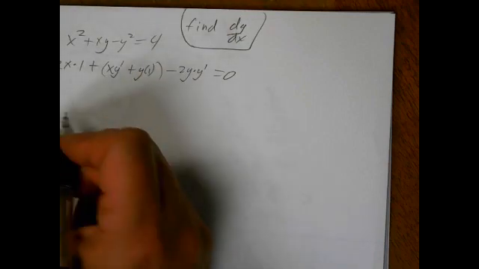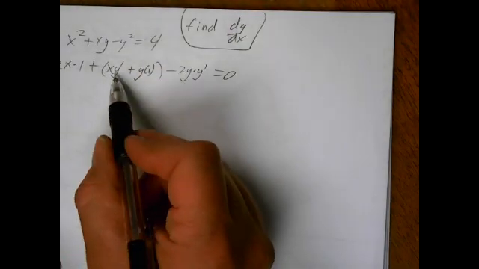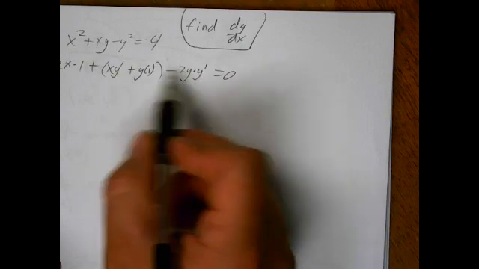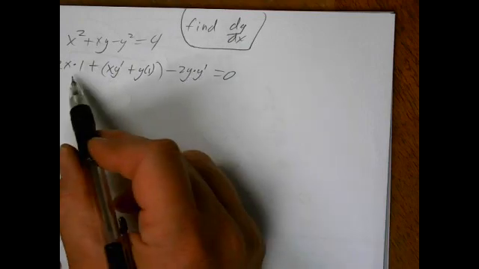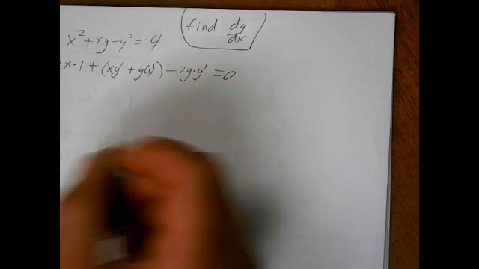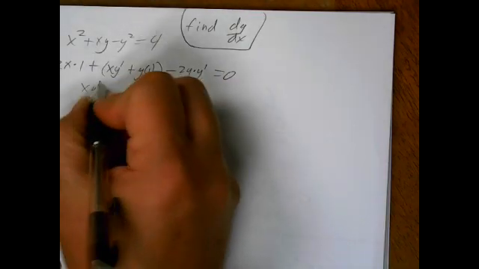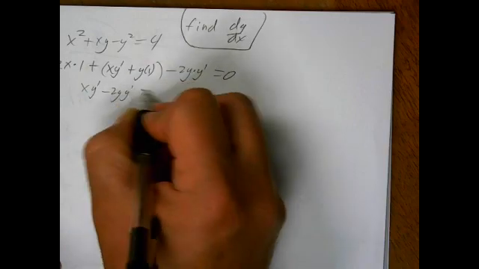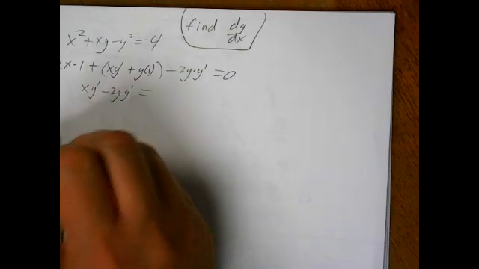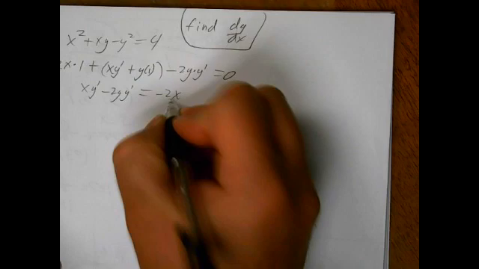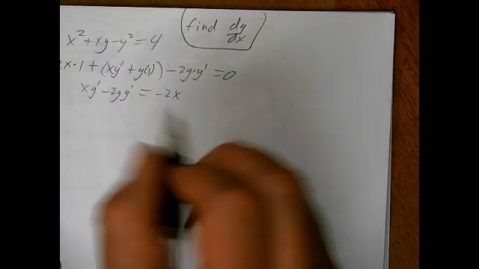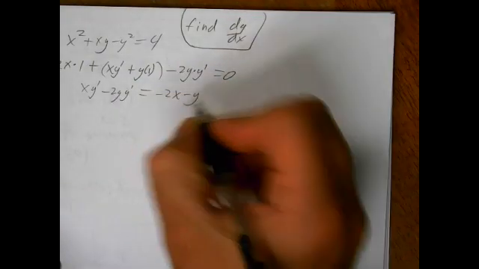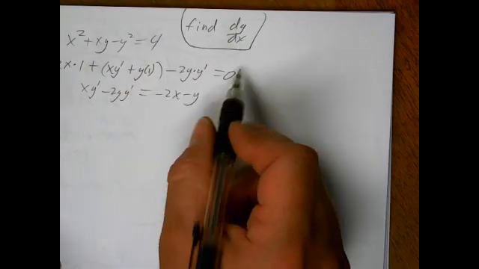So here's what I'm going to want. I'm going to want everything that's got a y prime in it to stay on the left. That's here and here. Anything that doesn't have a y prime needs to go to the right. So x y prime stays on the left. Minus 2y y prime stays on the left. Equaling a -2x because it moved from left to right, and a minus y because it moved from left to right.